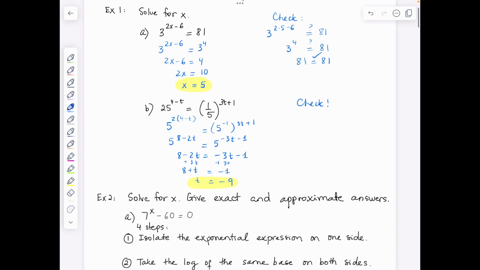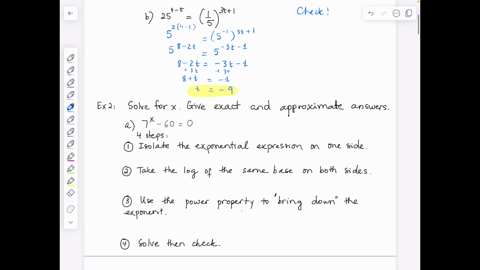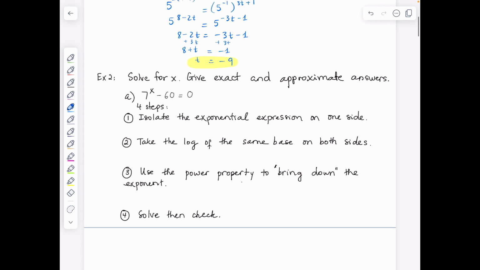Now, sometimes we are not going to be very lucky that we can convert both sides to the same base. Sometimes it is just not possible. So then what do we do? Let's look at example 2. Solve for x. Give exact and approximate answers. We have 7 to the x minus 60 is equal to 0.